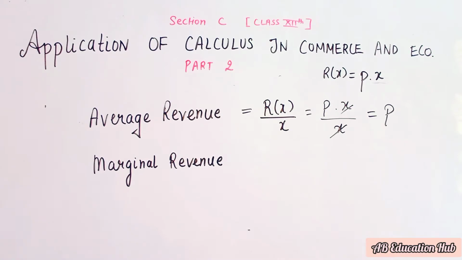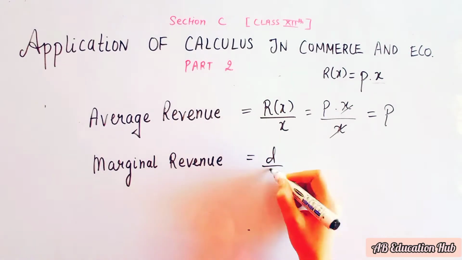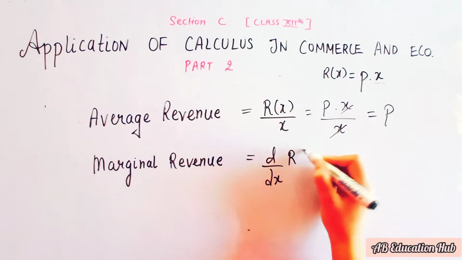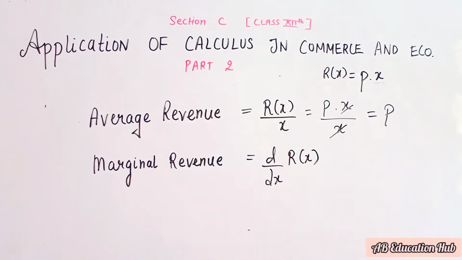Moving on to the marginal revenue. Marginal means d by dx, that is d by dx of R(x). This will give you the marginal revenue.